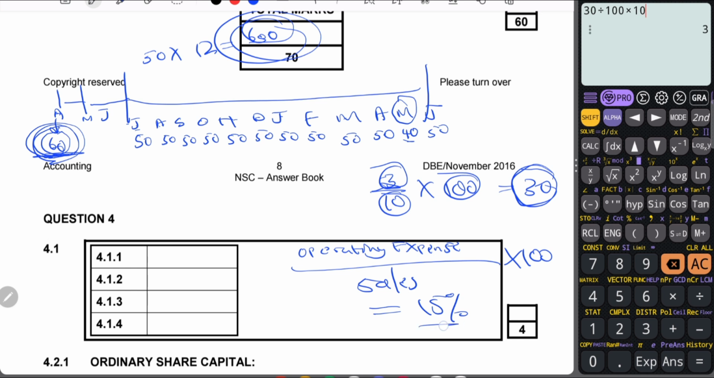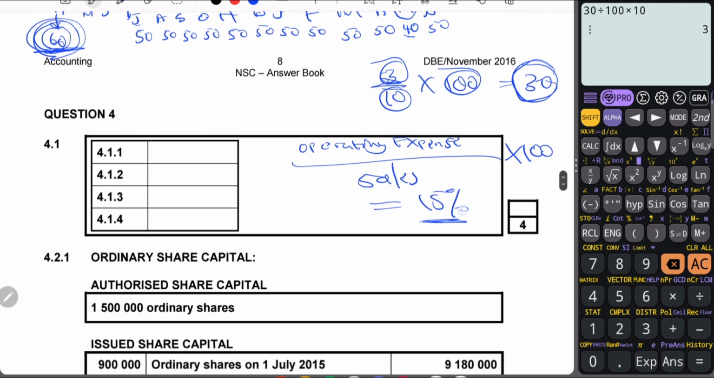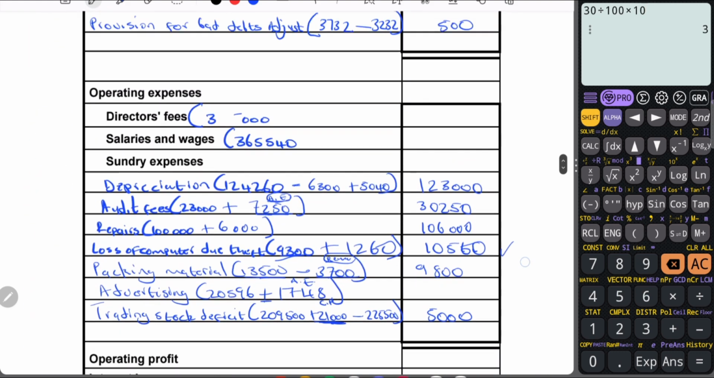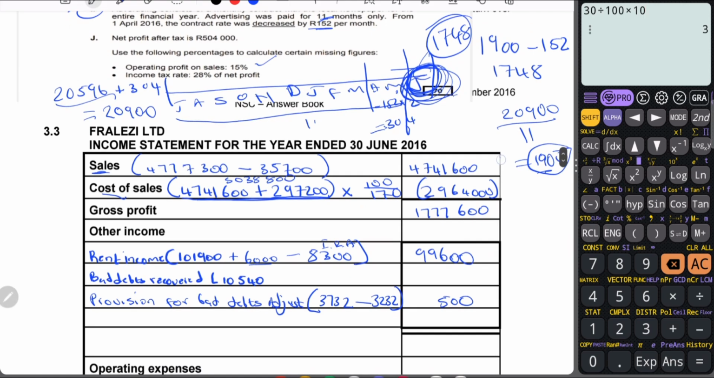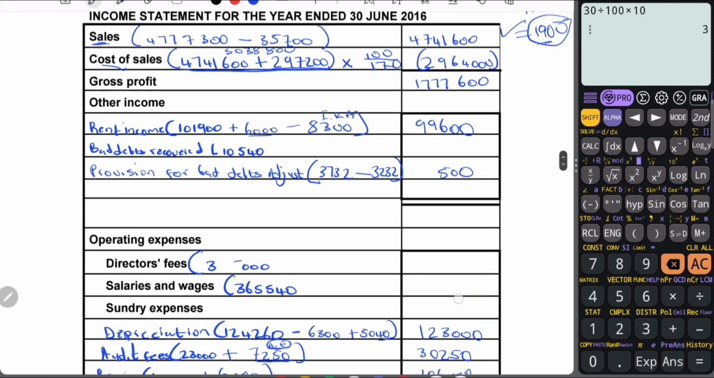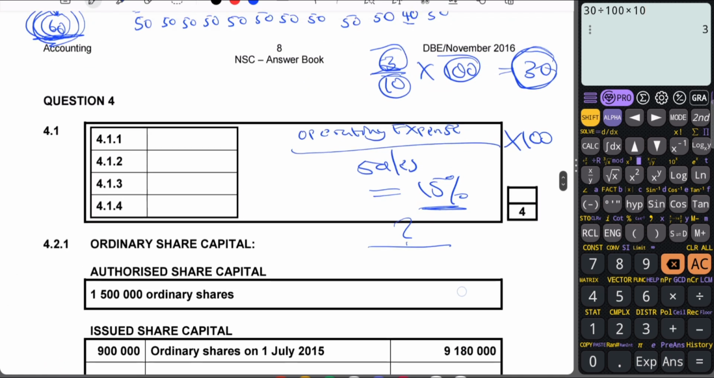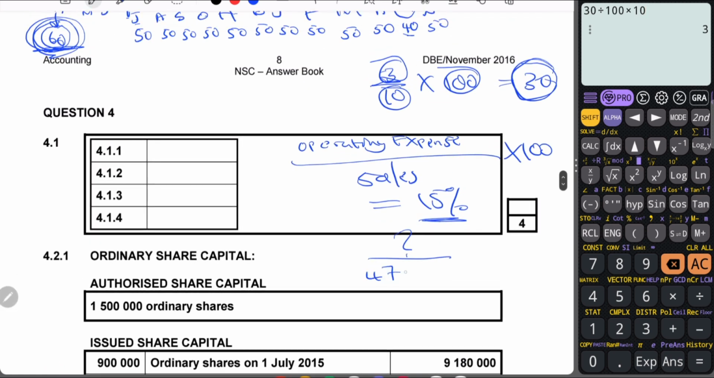Then now we can apply the same calculation on this one. Do we have operating expense? No, we don't have. It's a question mark. But do you have sales? Yes, we do have sales. We calculated our sales as how much? No, as 4,741,600.